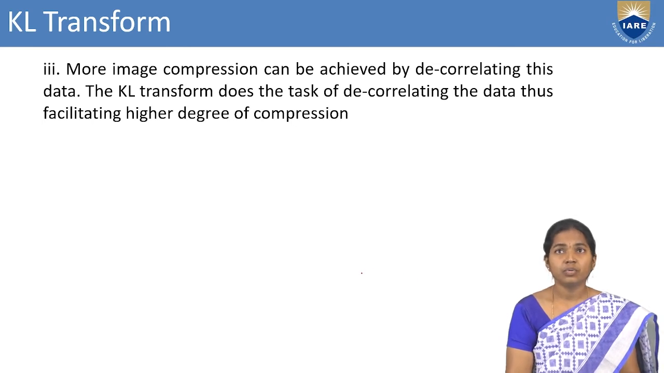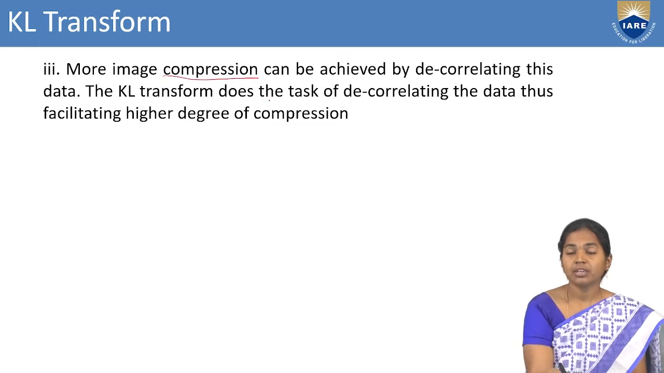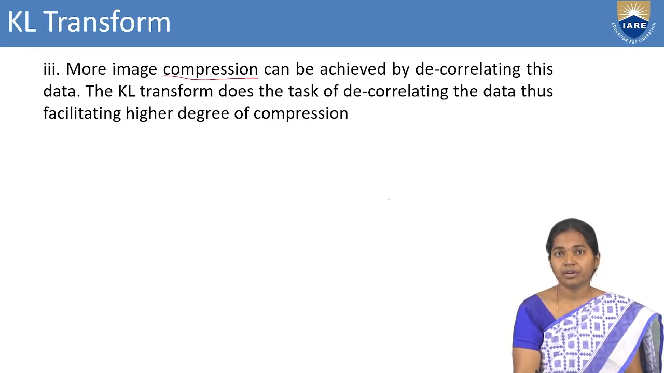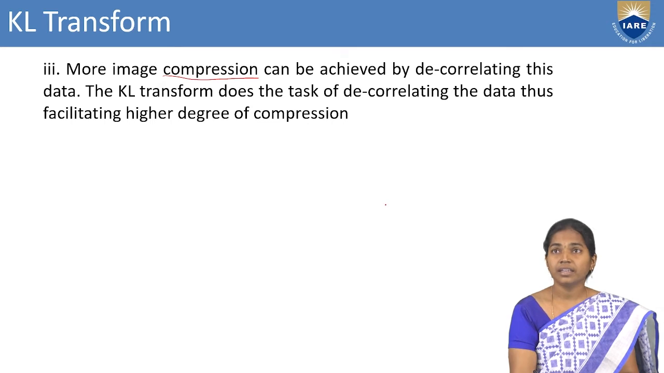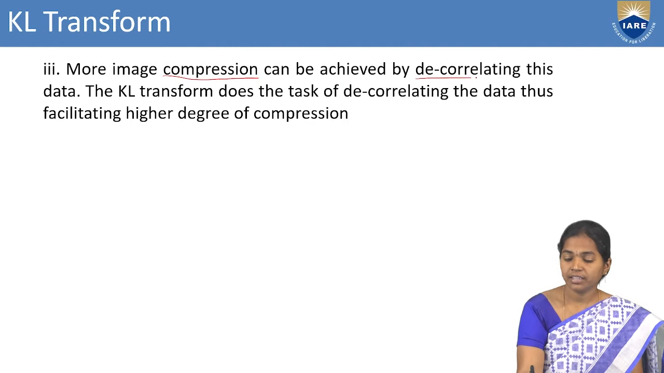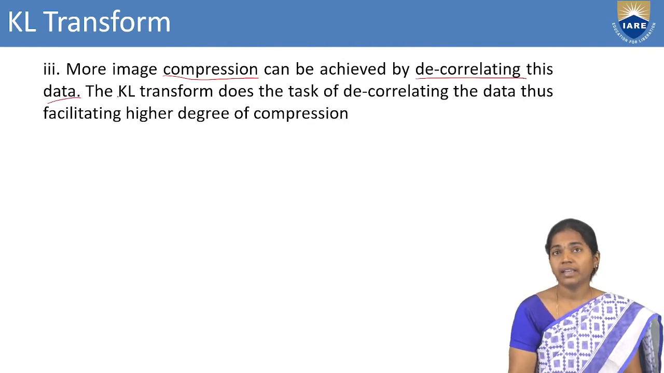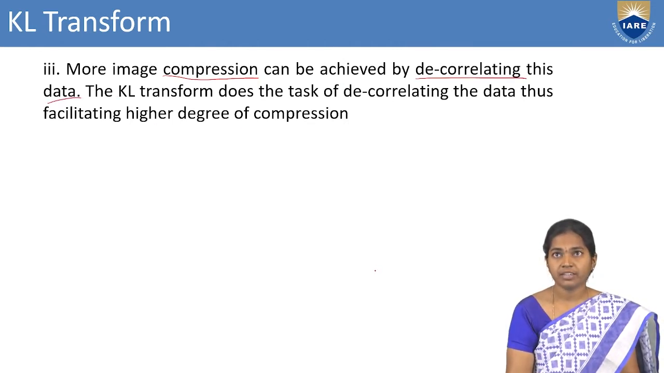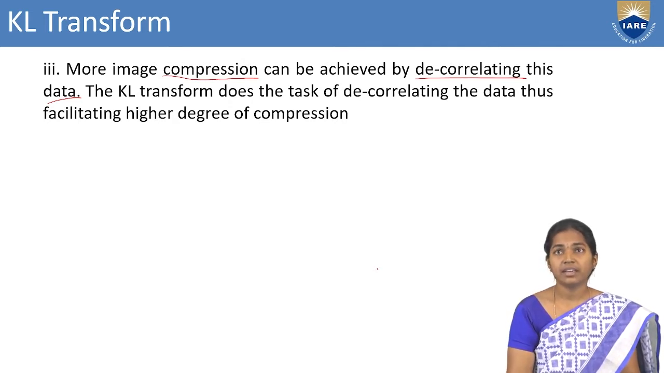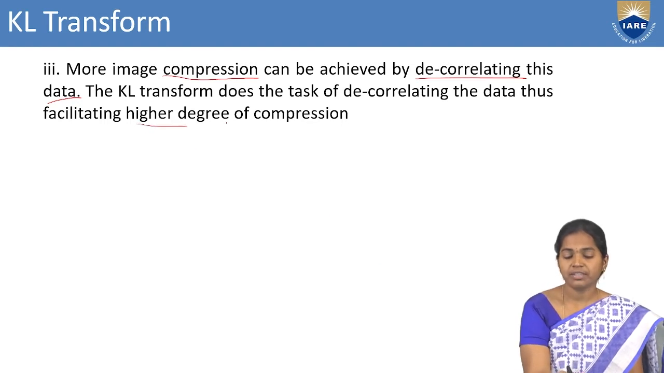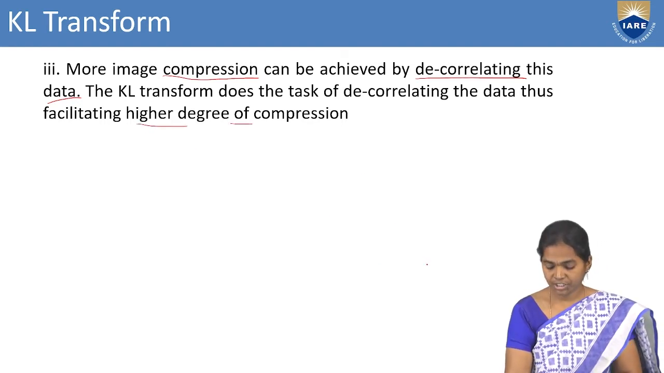Here, more image compression can be achieved. Image compression is nothing but the size of the image is reduced, and the utilization of bits is also reduced. It can be achieved with the use of the KL transform. In the KL transform, it is achieved by decorrelating the data. So the KL transform does the task of decorrelating the data, thus facilitating a higher degree of compression.